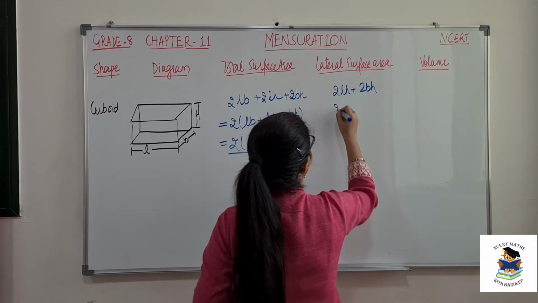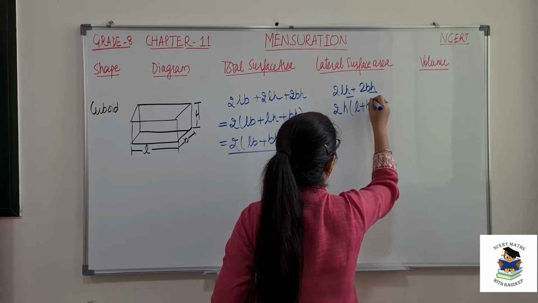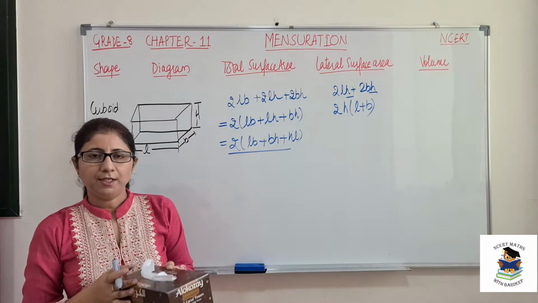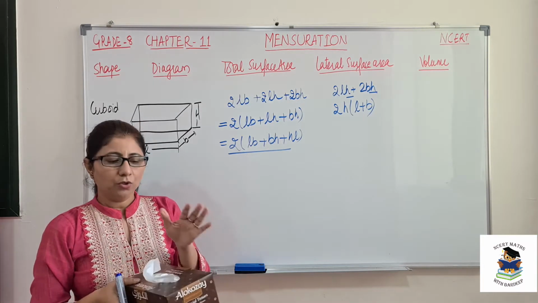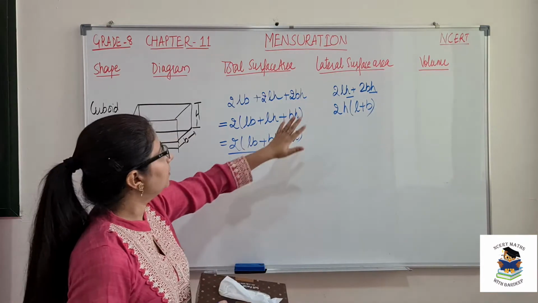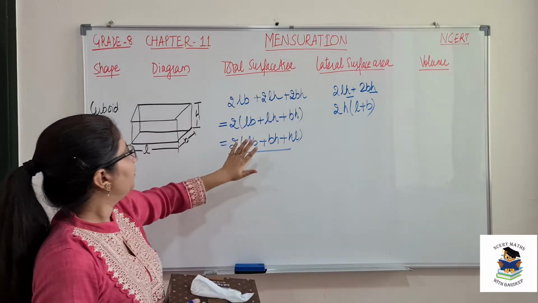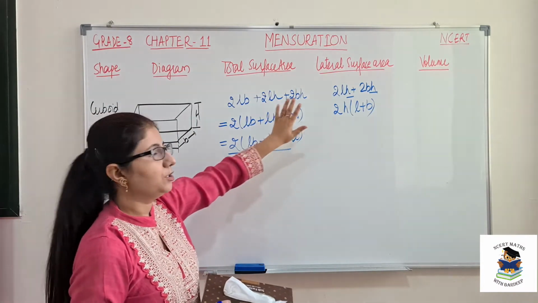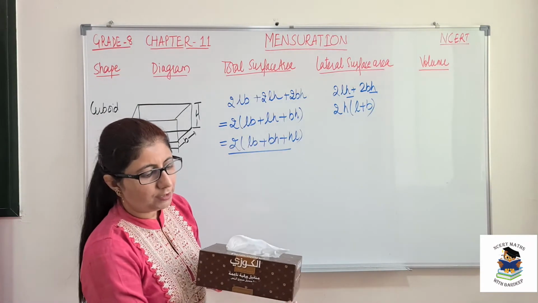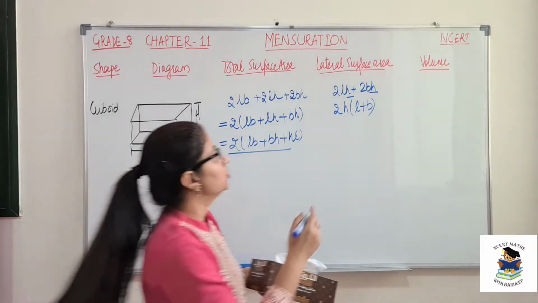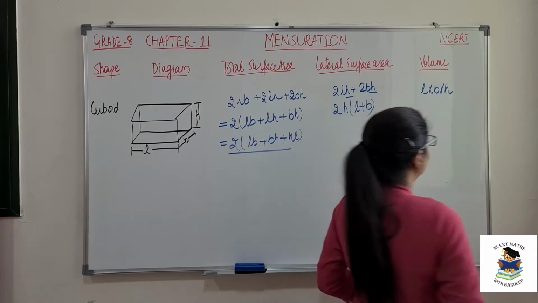So what is the lateral surface area? See, H is common: 2 times H into L plus B. So lateral surface area means only these 4 faces. So the lateral surface area of a cuboid is 2 into H times L plus B, and the total surface area is 2 times LB plus BH plus HL. Now let's see what is volume. Volume is length into width into height. So the volume of a cuboid is L into B into H.